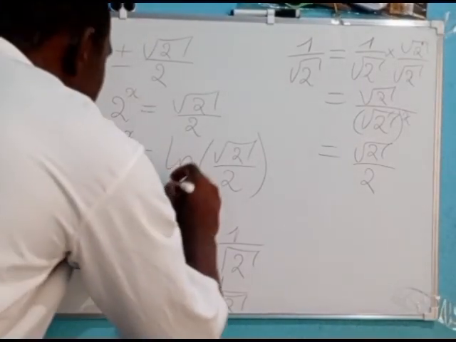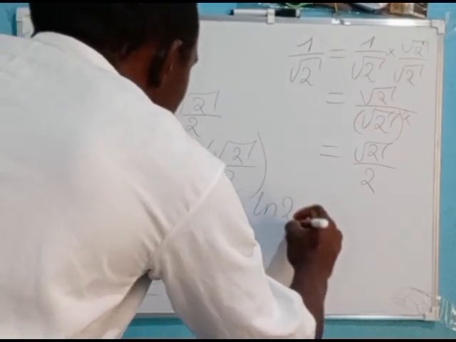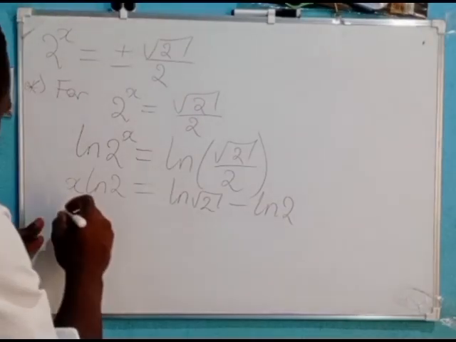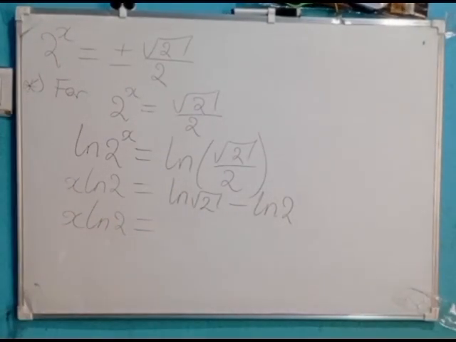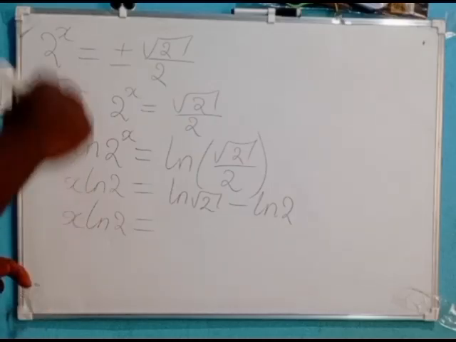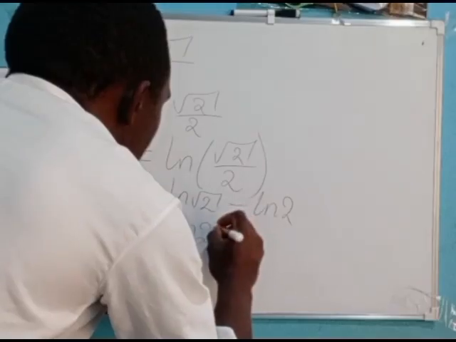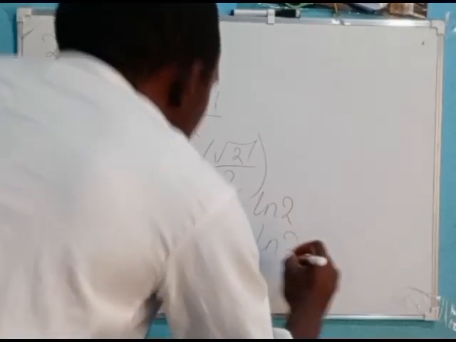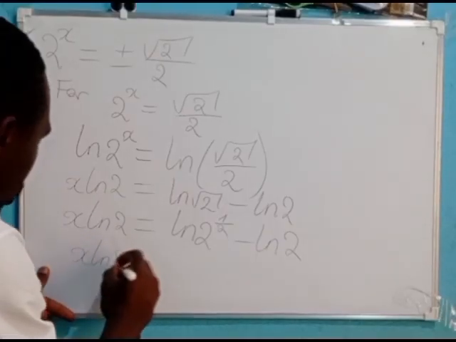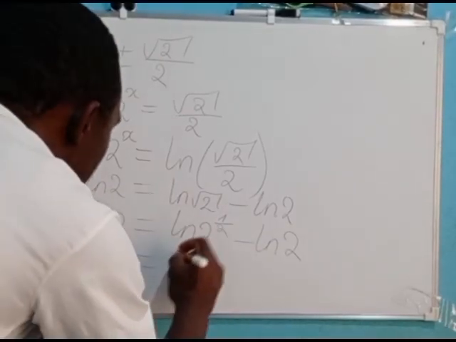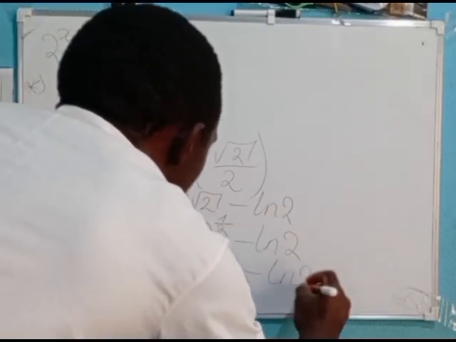We can express it as the ln of root 2 minus the ln of 2. This will give us x ln 2 to be equal to the ln of root 2, which is simply the same as the ln of 2 raised to the power a half, minus the ln of 2. This will give us x ln 2 to be equal to a half ln 2 minus ln 2.